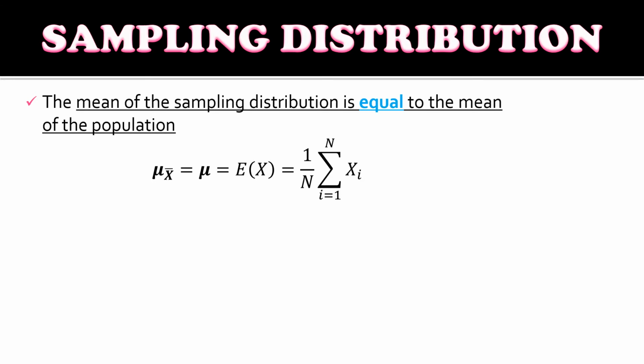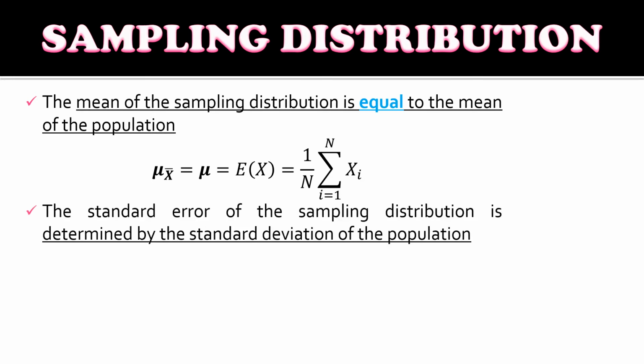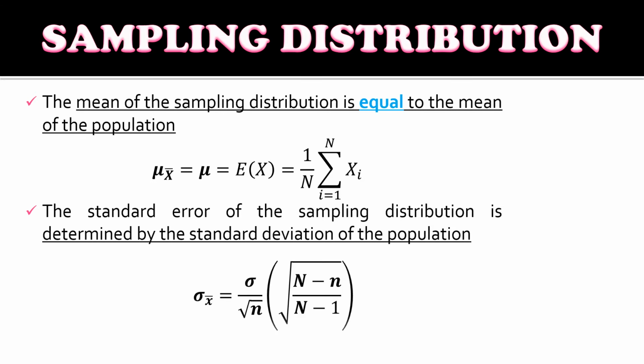The standard error of the sampling distribution is determined by the standard deviation of the population. Here's the formula: the standard deviation of the sample is equal to the population standard deviation divided by the square root of the sample size, multiplied by the square root of the population size minus the sample size divided by population size minus 1.